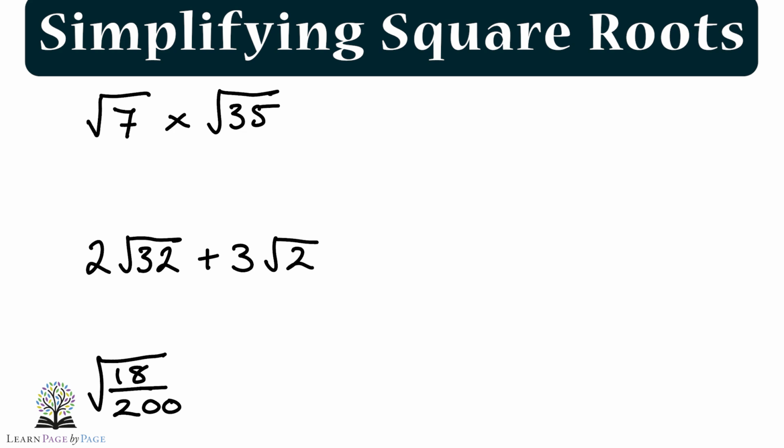Hello, welcome to this video on simplifying surds, or you might call them radicals, depending where you are in the world. We have our first one, root 7 multiplied by root 35. So we've got a multiplication, we'll simplify there. Then we've got an addition, 2 root 32 plus 3 root 2. And lastly, a nice division. So let's dive straight in.